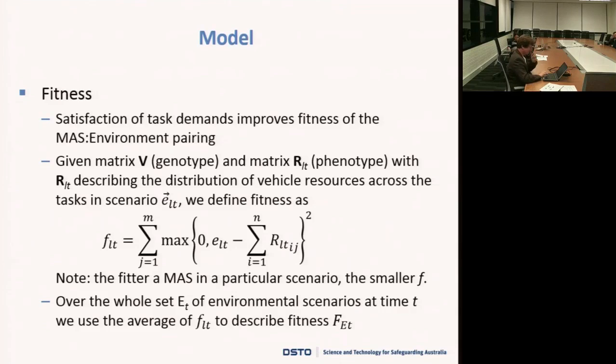Good, and we will have a number of environmental scenarios. So this fitness here is defined for a particular scenario at a particular time. So L is an index for the scenario, of which we have a discrete number. We use 20 to 30 in our simulations, and T is just a time step. If we average the fitness function over all environmental scenarios, we get the overall fitness of the fleet.